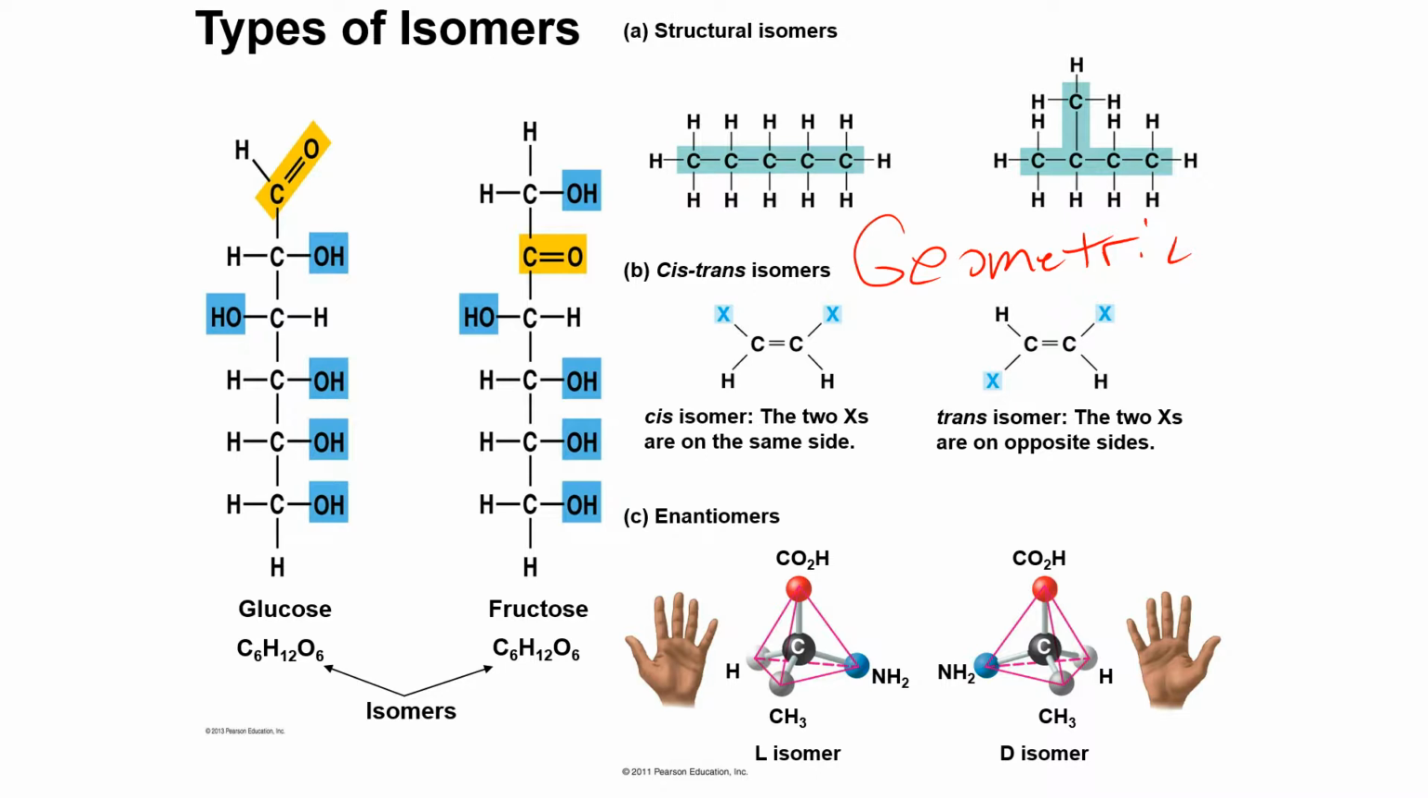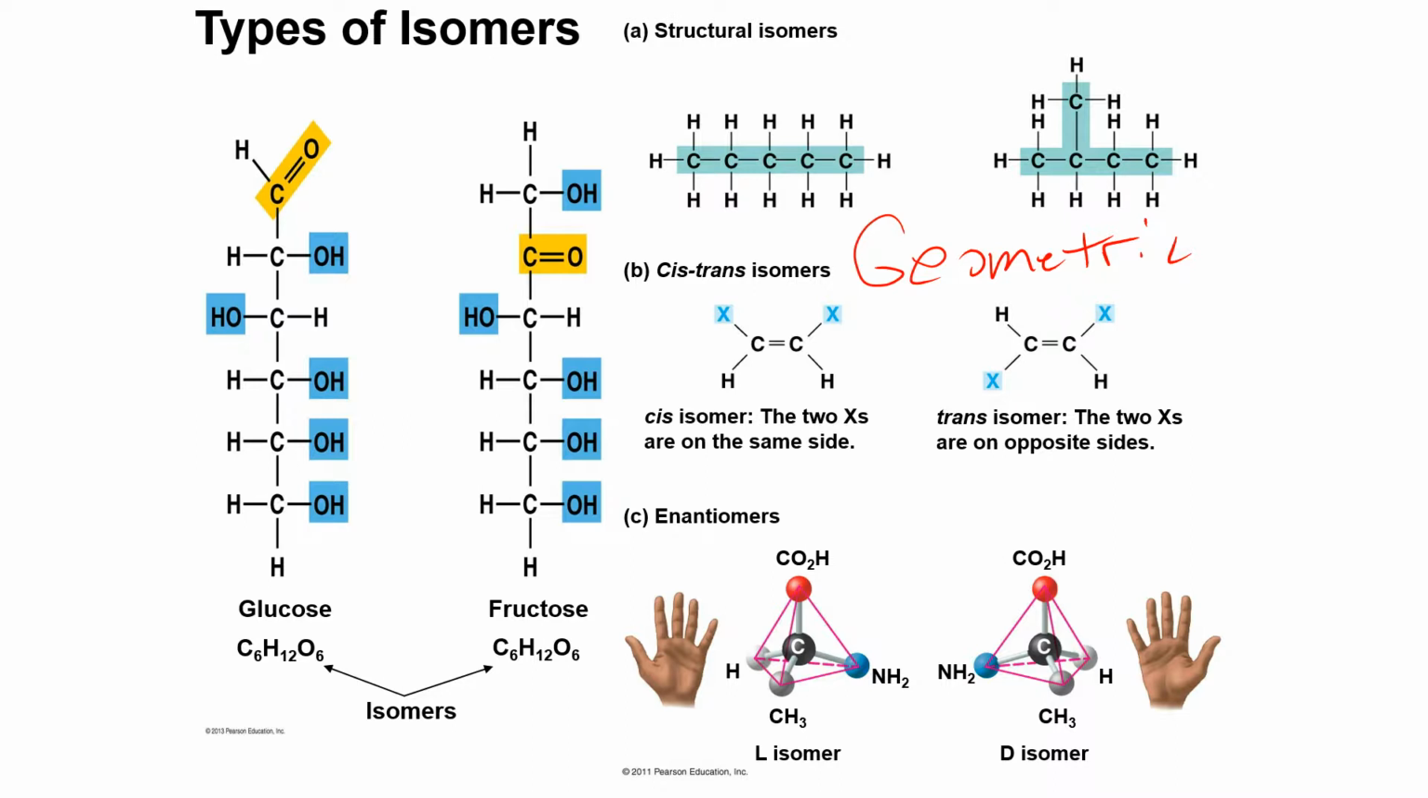Basically, your structural isomers, the only difference between these 2 molecules is the arrangement of how these carbon atoms are oriented. So an isomer, or isomers, is going to be 2 molecules that have the same chemical formula, but they look different. And because they look different, they behave differently. But they have the same chemical formula.